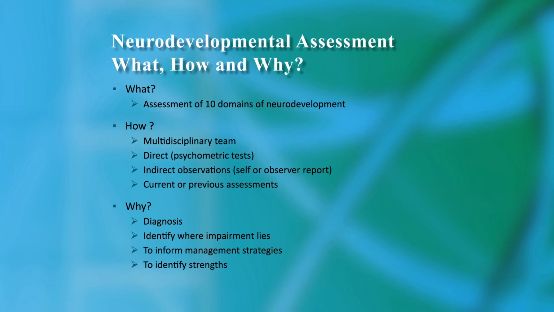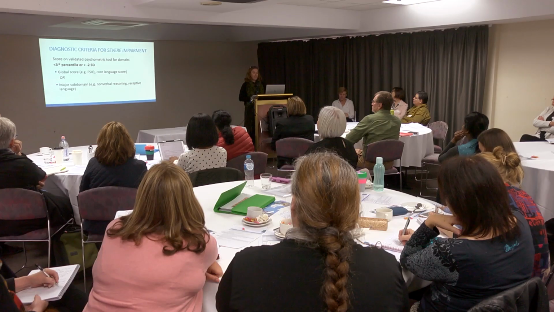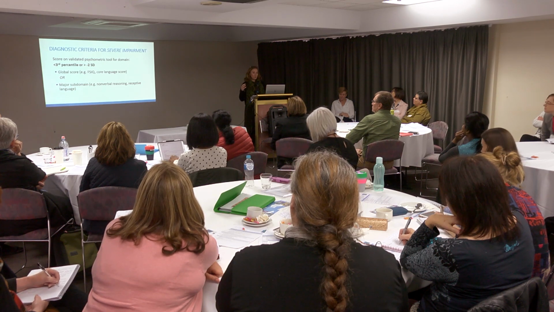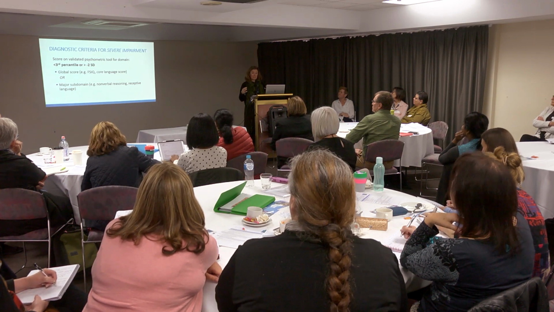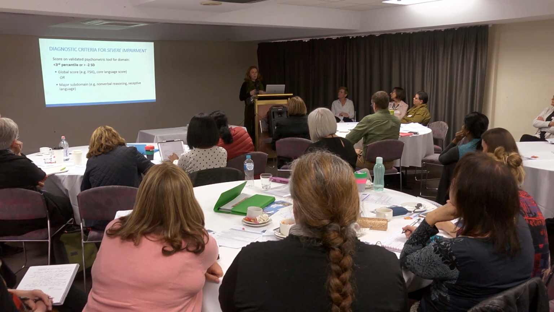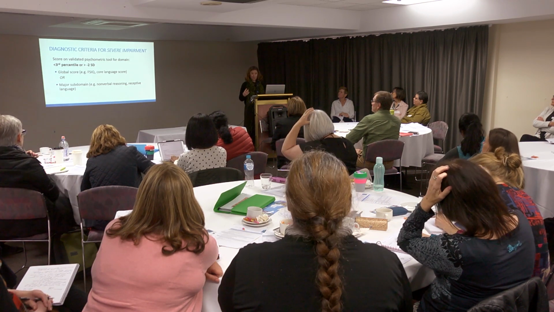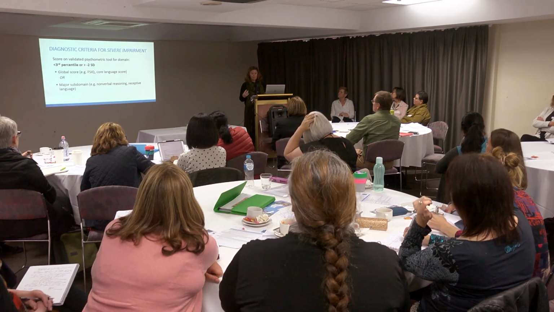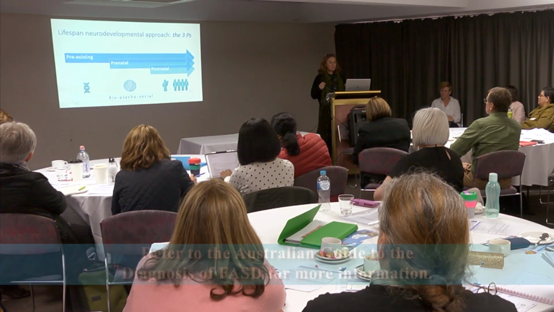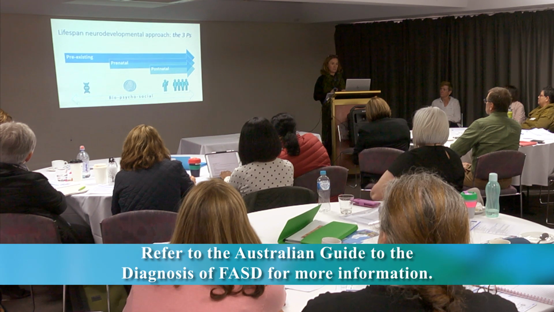And that's why we look at at least 3 domains. The diagnostic criteria for severe impairment is 2 standard deviations below the mean. We'll again talk about what this means for different tests as we go through, but generally we're talking about a global score, for example your full scale IQ or your core language scale, or we're talking about a major subdomain. Again, we have to be thinking of a neurodevelopmental approach.